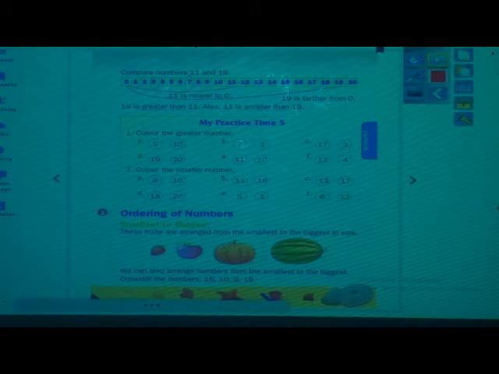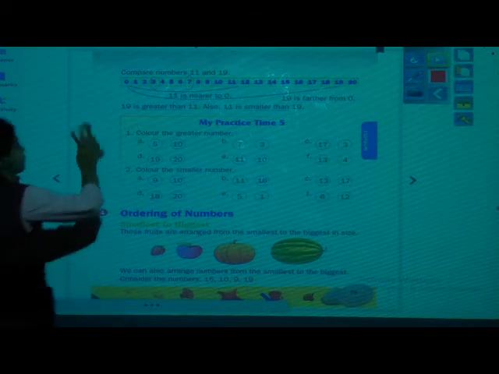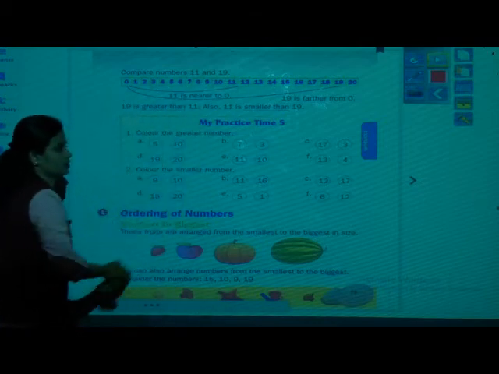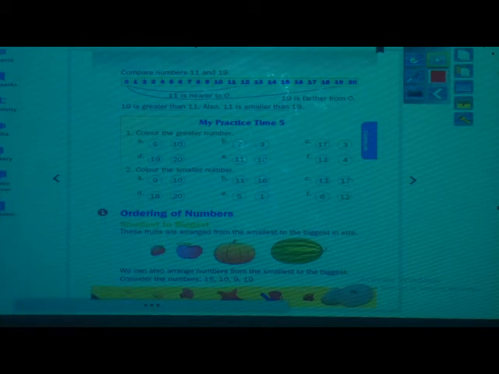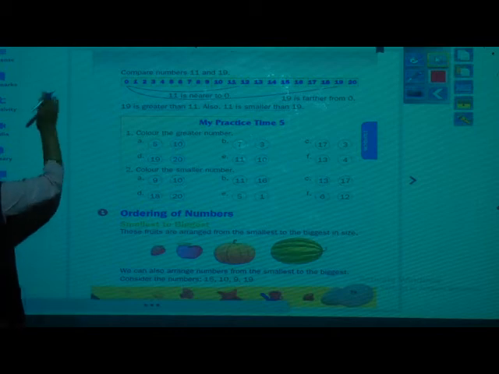Now the next concept is ordering of numbers. Okay, what? Ordering of numbers. See students, I will write something here.